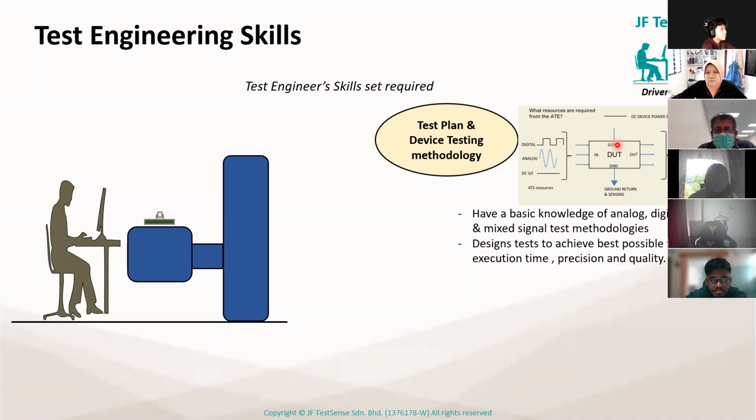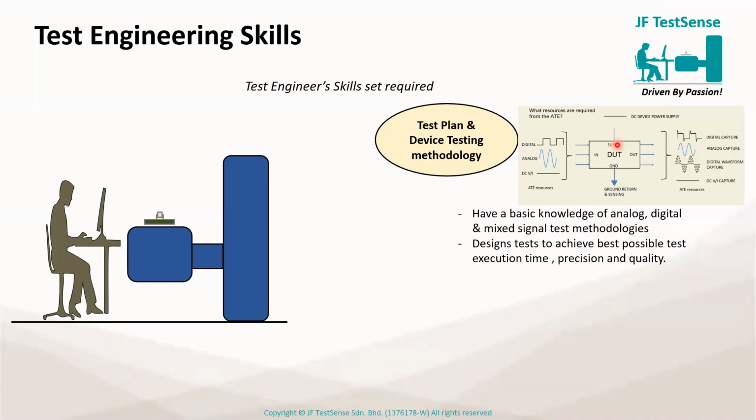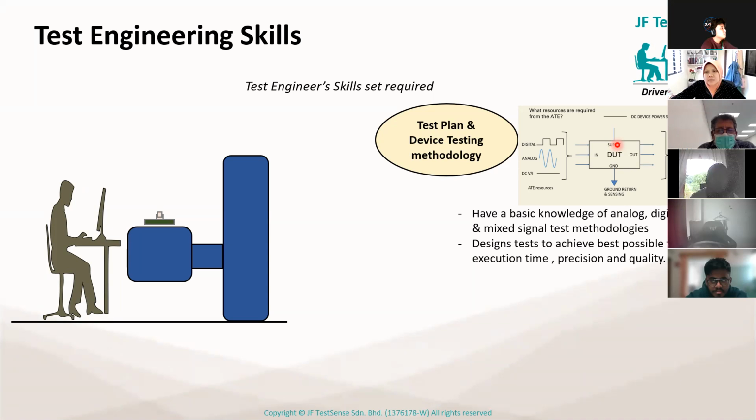So then he will design the test to achieve the best possible test execution time. Very important to remember here that we are doing high volume manufacturing, meaning that in automated test, the test time is very important. You cannot take too long to test a device. If you take too long, it means the cost of test is high. Manufacturers want the cost of doing tests to be as low as possible. So execution time is one of the critical factors.